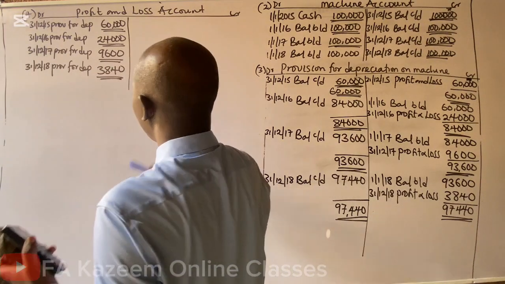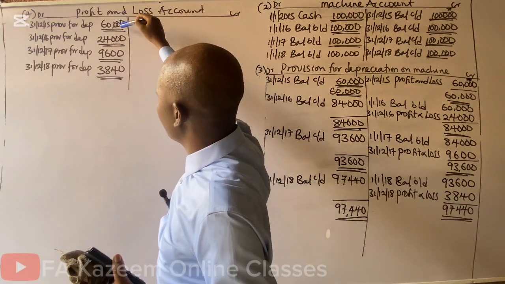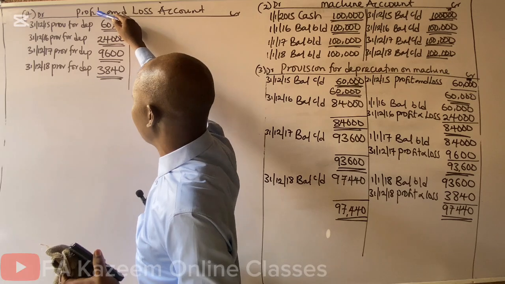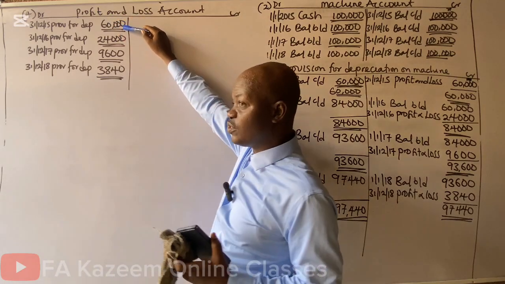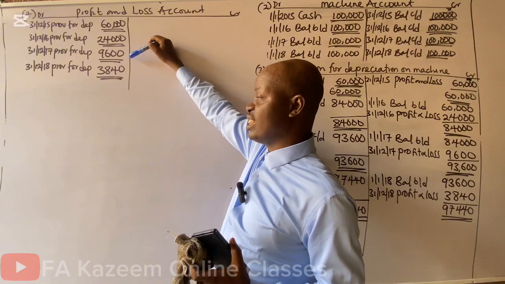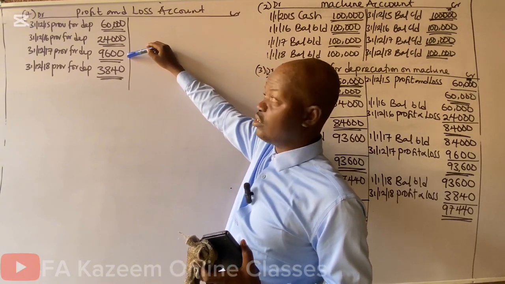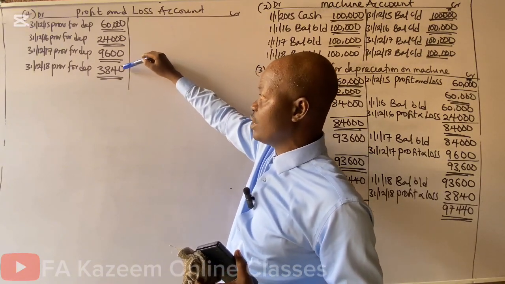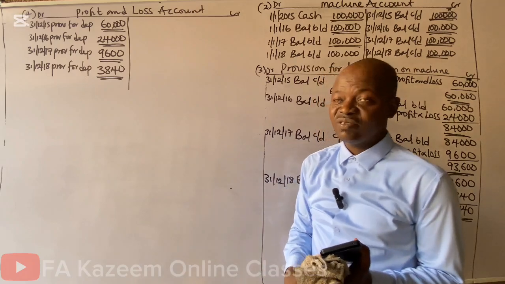What do you observe? You discover that for every year, the amount of provision for depreciation set aside for this machine was 60,000 in 2015, 24,000 in 2016, it has reduced, 9,600 in 2017, it has reduced, and 3,840.